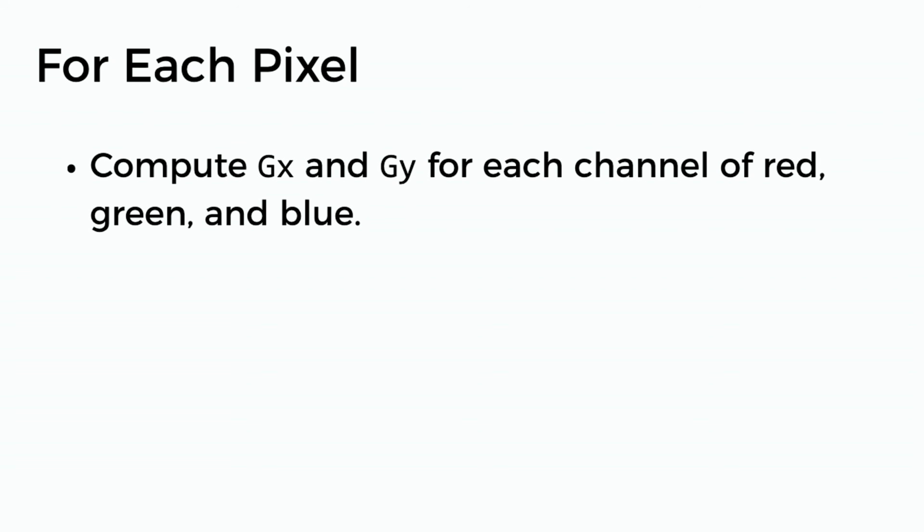How do you use these results to actually determine what the new value of each pixel should be? Well, for each pixel, you're going to want to compute gx and gy for each channel of red, green, and blue. So ultimately, you're going to be computing 6 different values by applying the gx matrix to all of the red values, then to the green values and the blue values, and doing the same for gy.